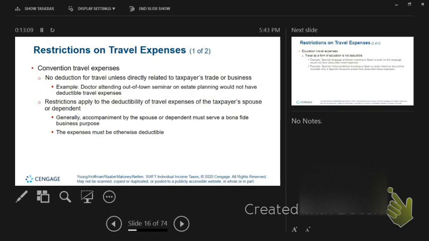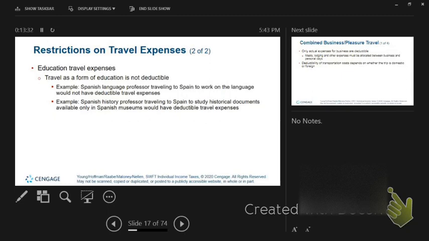And then there are some restrictions, especially when you have spouses or any type of dependent traveling with you. All right, it has to be for a business purpose. There has to be a reason that that dependent or child is traveling with you, or it is not deductible. The wording up there is very funny. So it has to be for a business purpose, or it is not deductible.